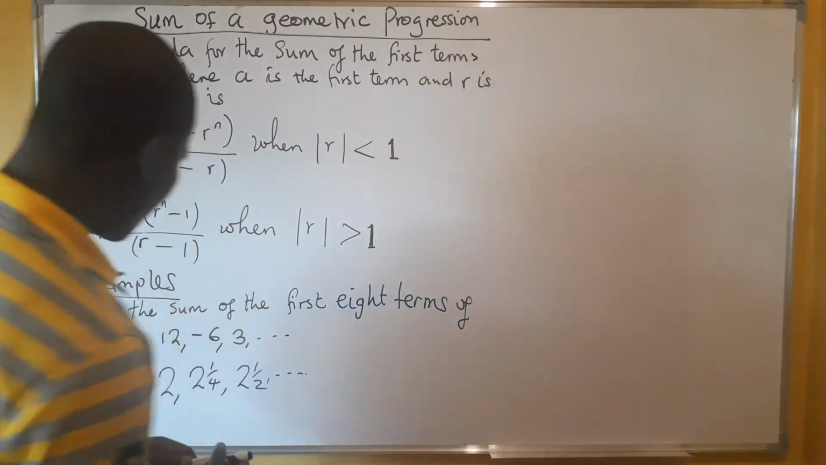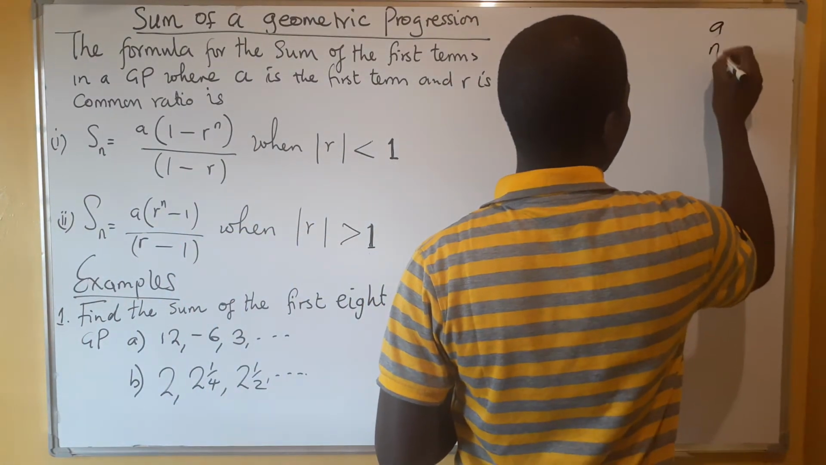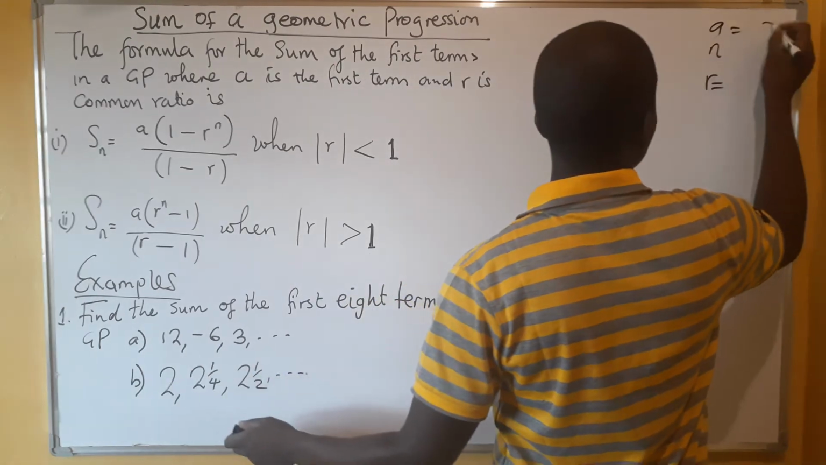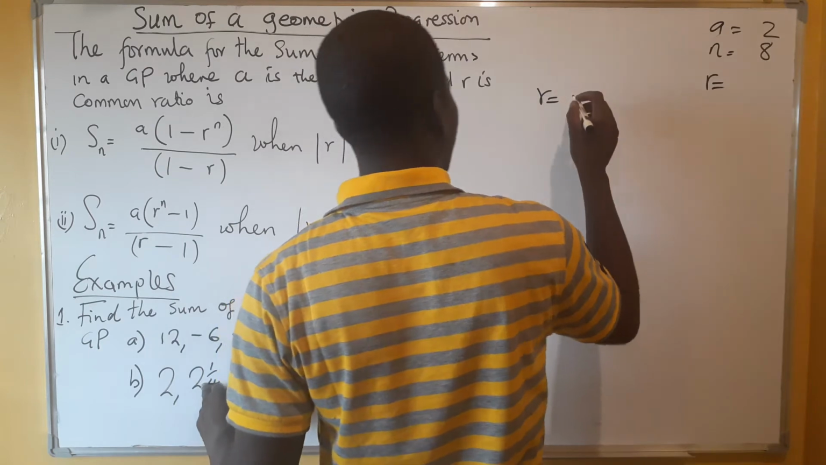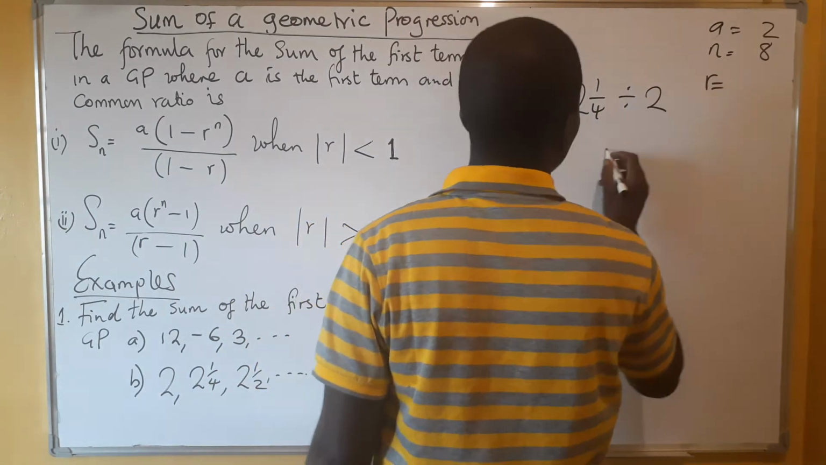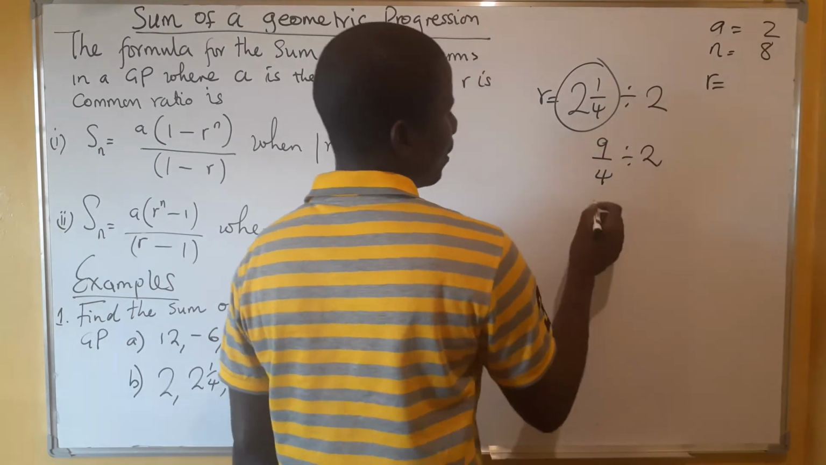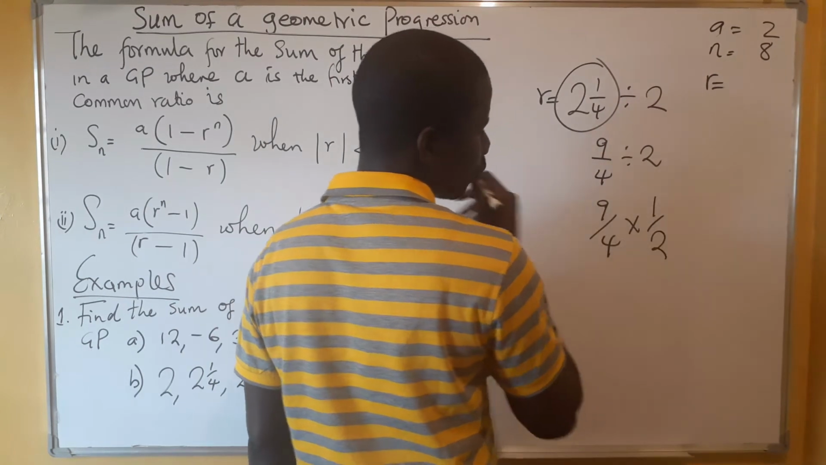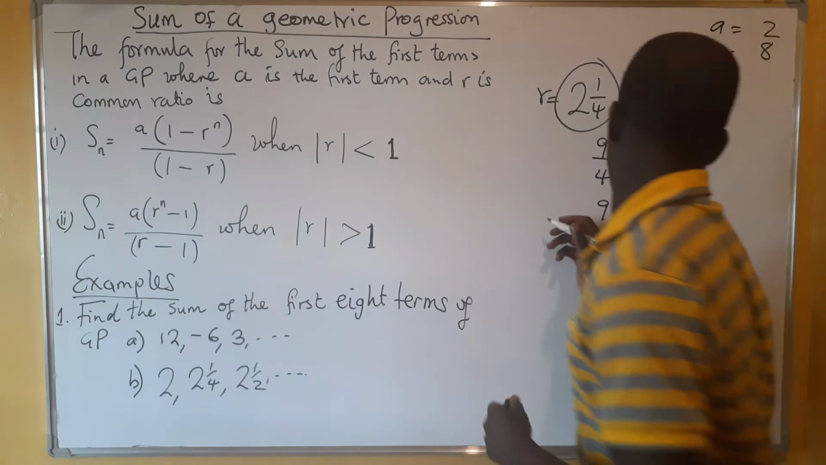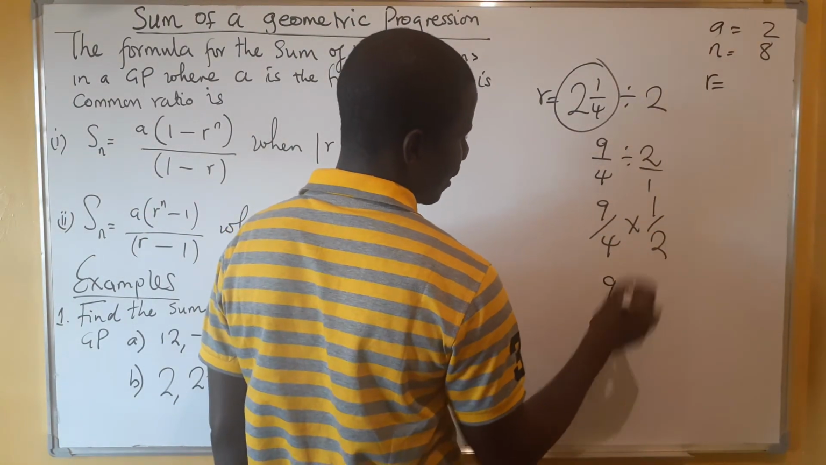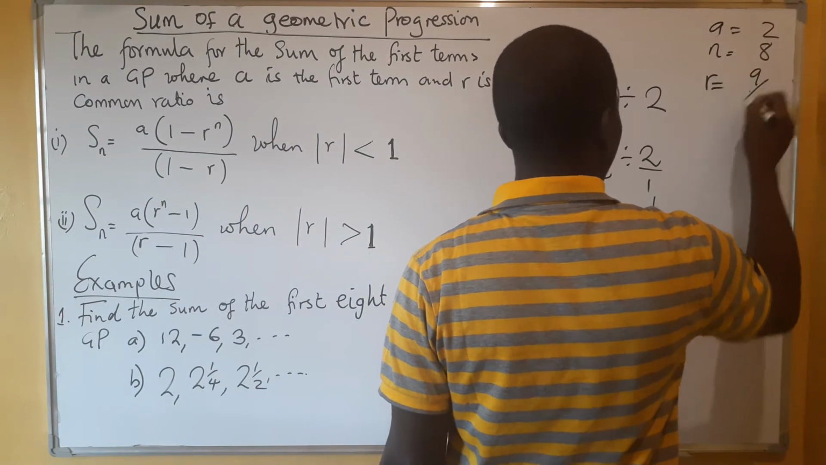So for the second one, the process is the same. We need A, we need N, and we need R. For our A, it's the first term, which is 2. Our N is the same, 8. Then for R, it's the second term, which is 2 1 over 4, divided by 2. So we convert this into an improper fraction, 9 over 4 divided by 2. That is 9 over 4 multiplied by 1 over 2, because we find the reciprocal there, which is 1 over 2. Then when we multiply, we get 9 over 8. 9 over 8 is what would be our R, if I am not mistaken.